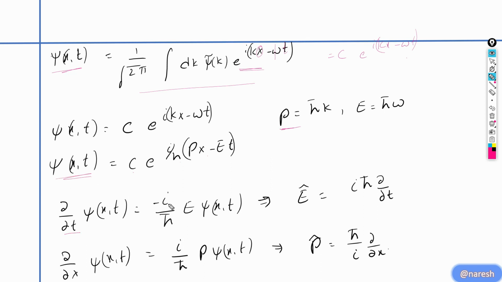Now let's do differentiation, partial differentiation with respect to time of this equation. We just get minus i by h bar E times psi of x comma t. We get the same thing here, and we get i h bar dou by dou t, and we just convert this to an operator, we cap it as an operator. Similarly, if you differentiate psi of x comma t with x, you will get i by h bar p times psi of x comma t. For p, you will get h bar by i dou by dou x.